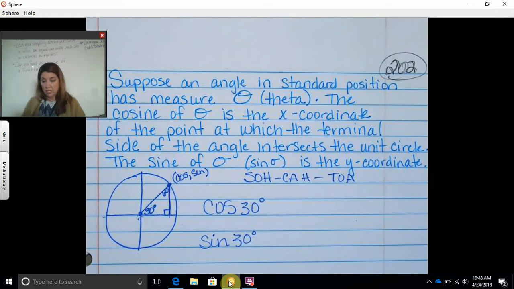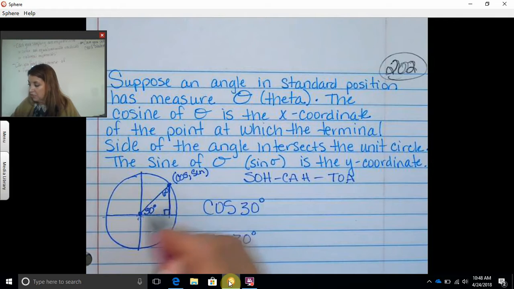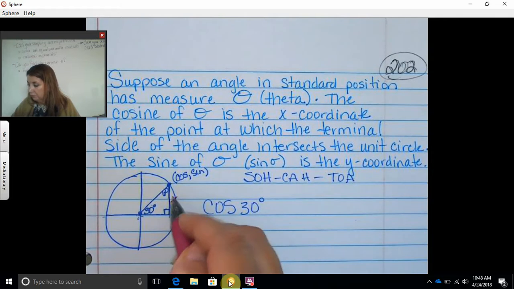And then also what I want to do is I've got to label my parts. Okay, so I know on a 30-60-90 triangle, my smallest side is x, and that's directly across from the smallest angle, right?